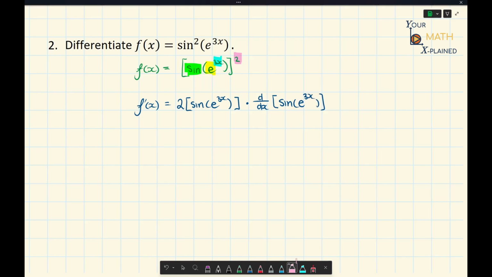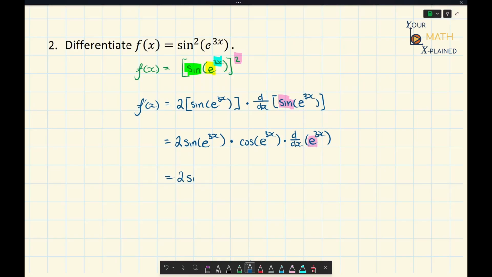And to take the derivative of sine of e to the 3x, we have to apply chain rule again. So this time, our outsidemost function is sine. So therefore, this is equal to, copy everything down, 2 times sine of e to the 3x multiplied by the derivative of sine of e to the 3x, which is going to be cosine of, now the inside function of sine of e to the 3x is e to the 3x. And now we need to multiply this by the derivative of e to the 3x.